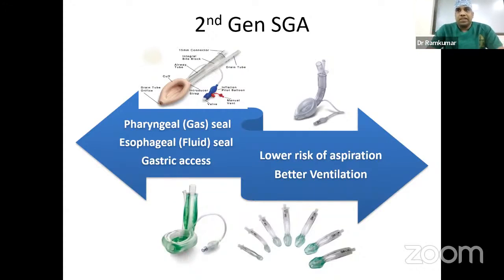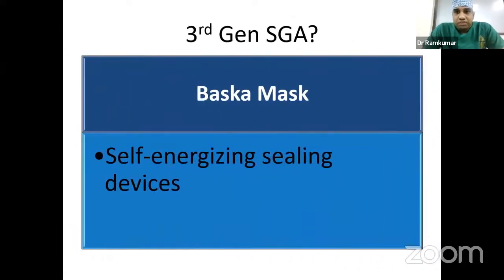And the mask seal is like a double seal, a double cuff with the ProSeal, or a soft gel-like cuff with the i-gel, or any other device which has a very good seal around the periglottic structures. That is called the pharyngeal seal or gas seal. That's an oropharyngeal seal, which gives a hypopharyngeal seal, which gives very good ventilation. So this is the main advantage of second generation devices. That's why everyone suggests using a second generation device.